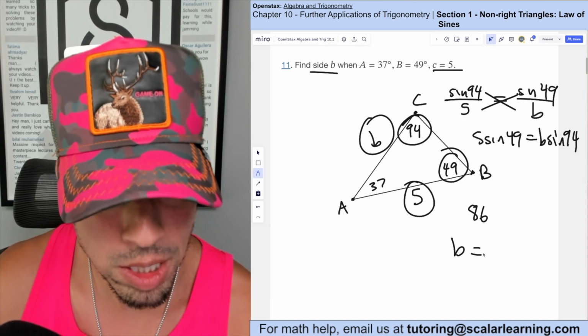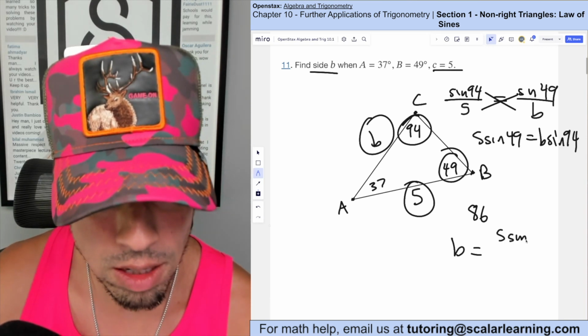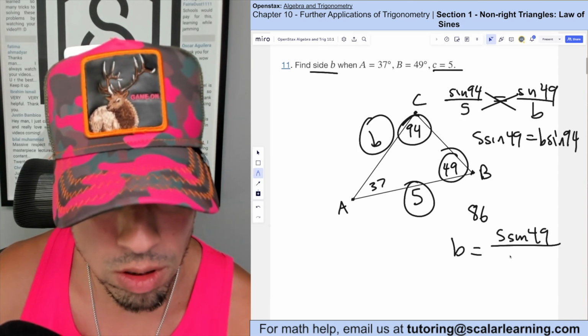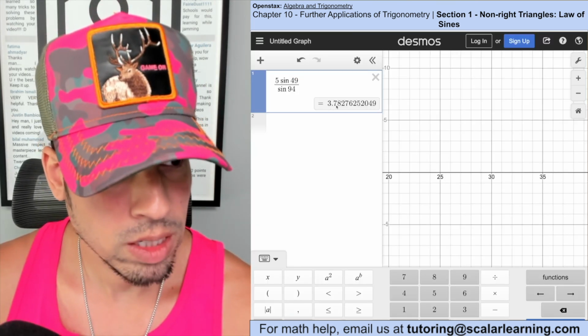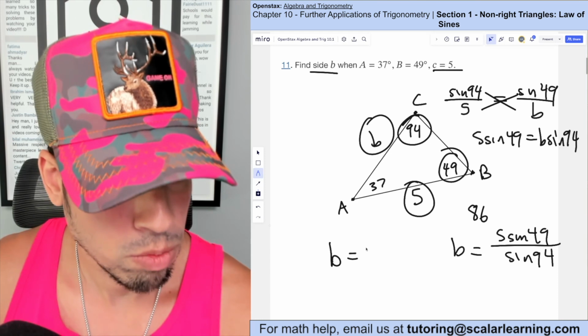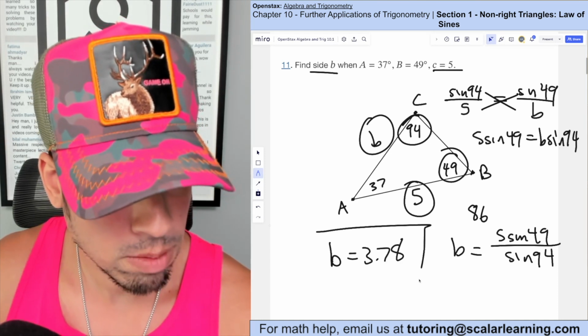Okay, now we're going to cross multiply like so, and I got 5 sine of 49 equals B sine of 94. Then I'm going to divide both sides by sine of 94. Let's write it down here. B equals 5 sine 49 over sine of 94. Let's plug that into Desmos. And here we get 3.78 to the nearest hundredth. So B equals 3.78. Boom, done.